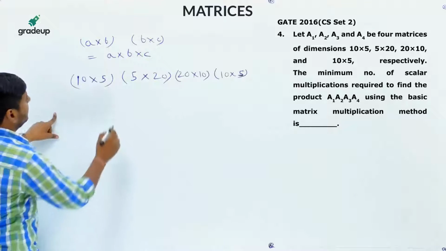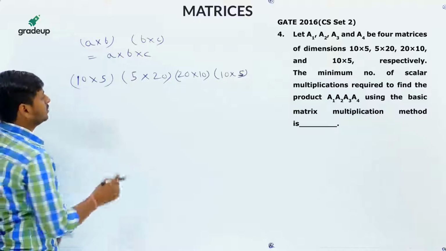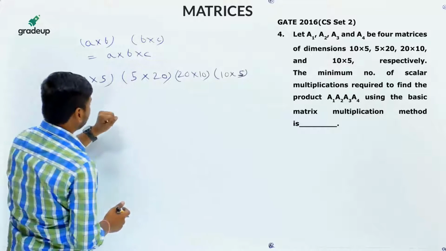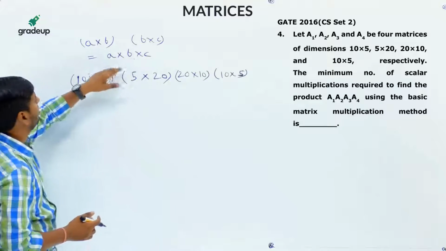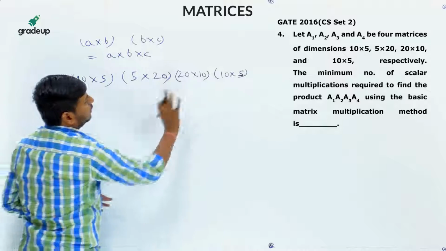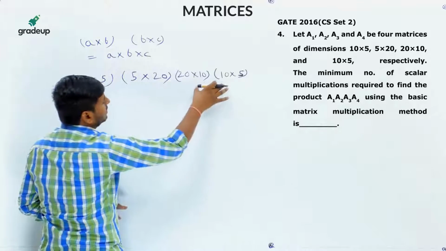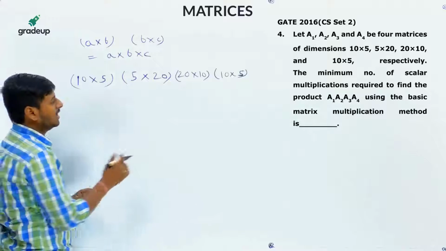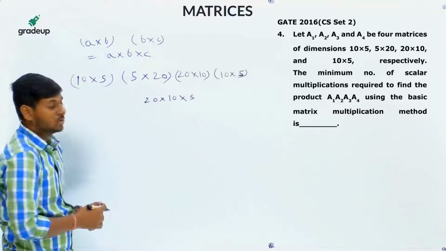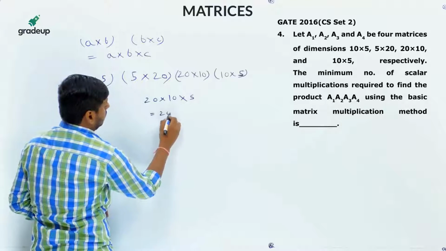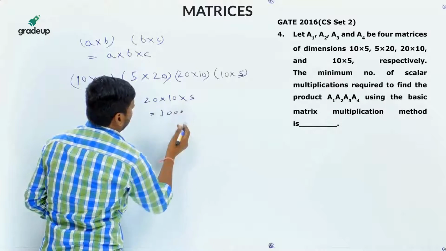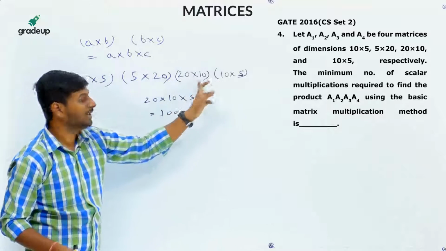Since B is multiplied only once, we have to choose B such that it is the maximum value, because A and C are multiplied this way only. Suppose we first multiply these 2 matrices. Then the number of multiplications required will be 20 into 10 into 5, that is 200 into 5, 1000. 1000 multiplications are required to multiply these matrices.